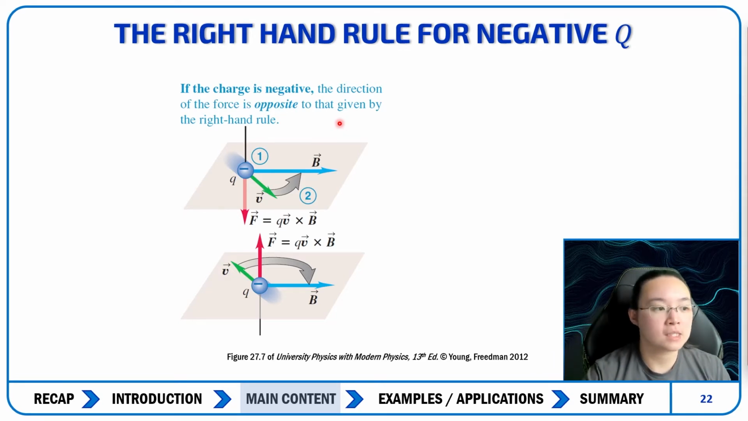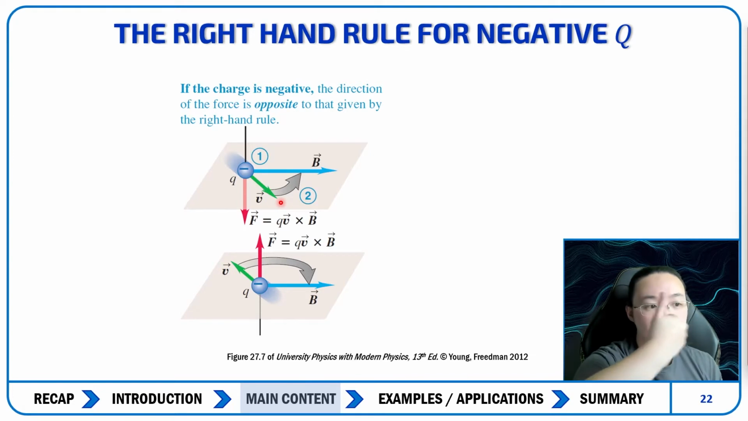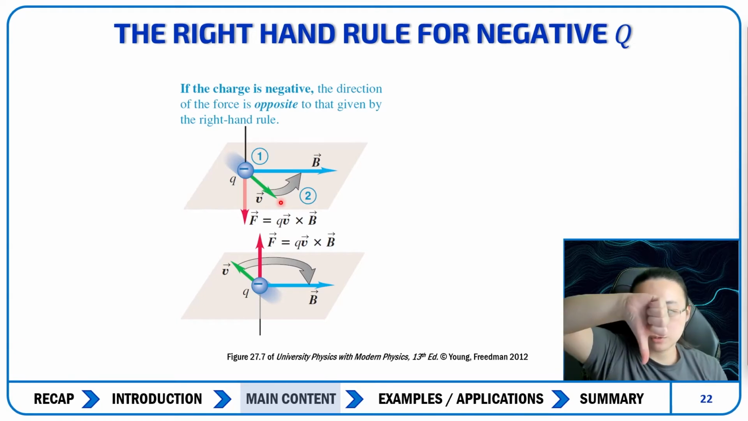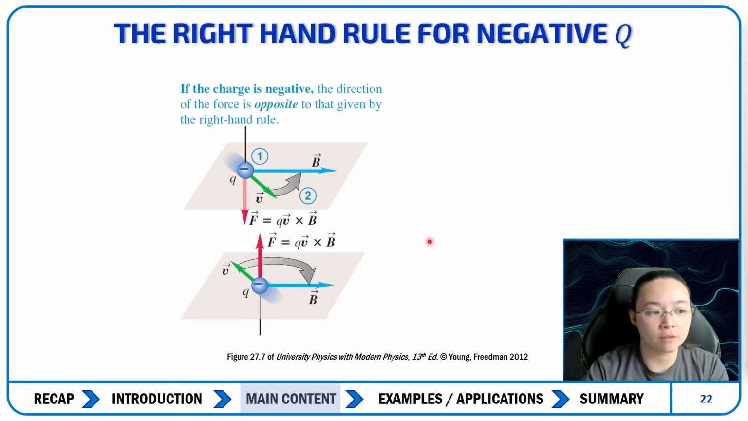So let's take a look here. I have a negative charge, moving along this green vector, V. I have B going this way. I have to curl my fingers towards B, which is going towards the right, and my thumb is going to point up. Because it's a negative charge, I'm just going to reverse it and it's going to go down. So that would be the direction of the magnetic force.